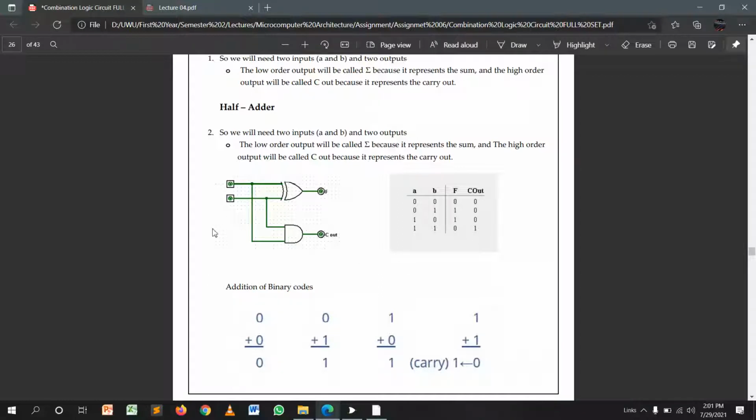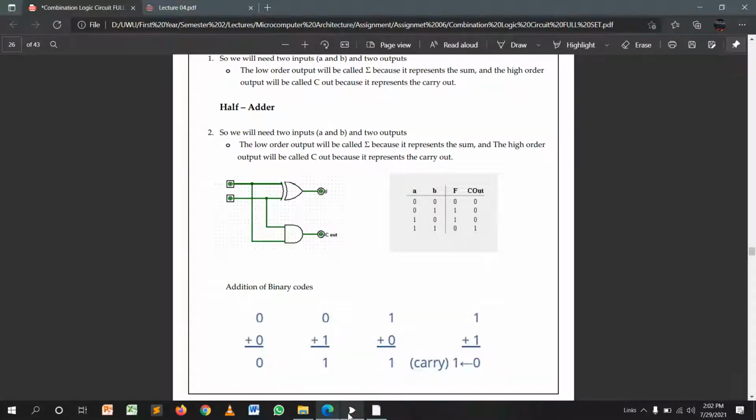When we get the summation of the inputs, we have to know about binary addition. 0 plus 0 is 0, 0 plus 1 is equal to 1, 1 plus 0 is equal to 1, and 1 plus 1 is equal to 0, and 1 is carried out. This is the carrying out area and the representing area. F is the representing normal value, C out is the carrying out value.